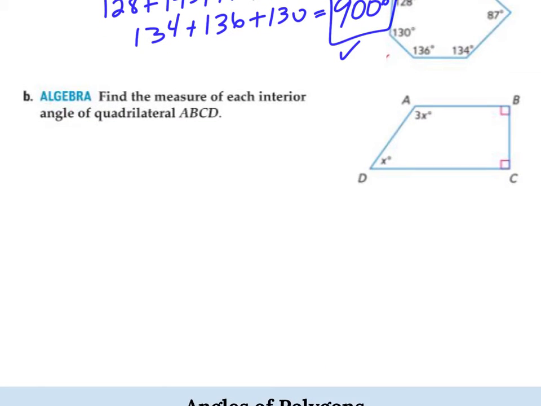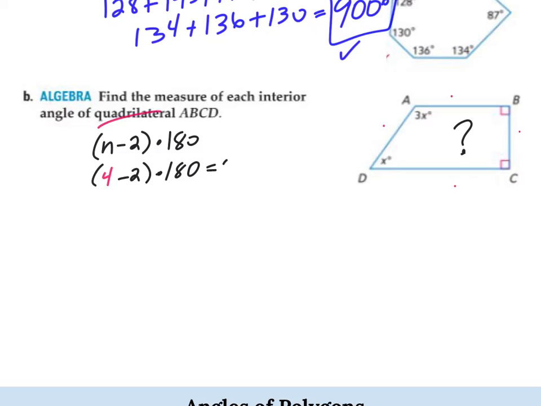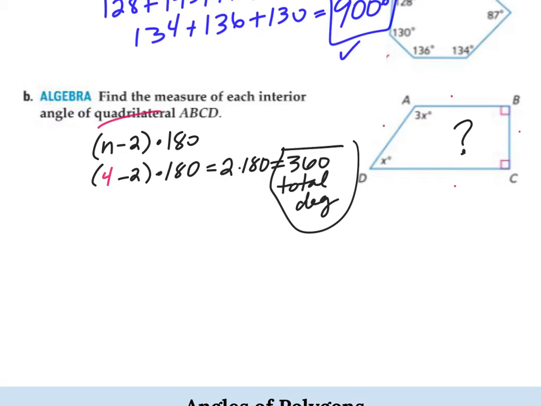Okay, so here we have a quadrilateral, right? 1, 2, 3, 4 sides. First, we want to know how many total degrees make up the interior degree measurement of our quadrilateral. So we say n minus 2 times 180. We have 4 total sides, so 4 minus 2 times 180. All right, so that's 2 times 180, or 360 total degrees. Okay, so that's in our quadrilateral.